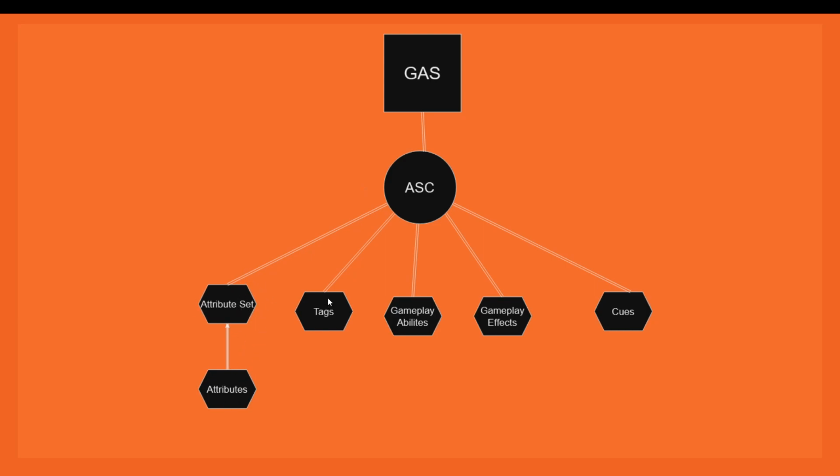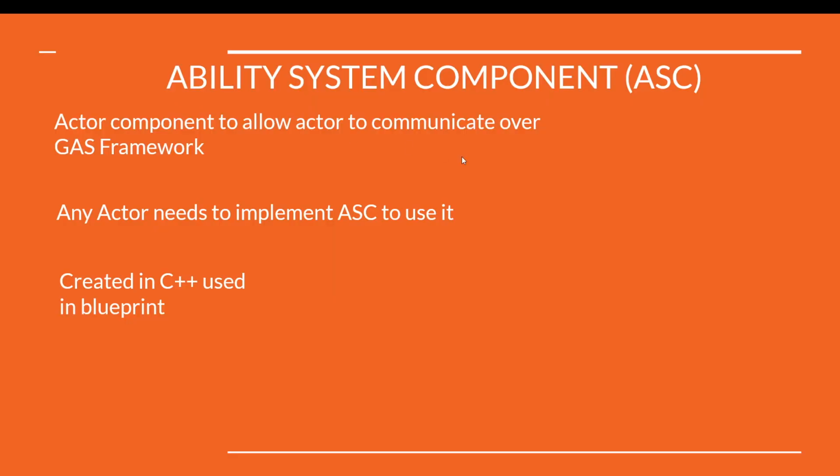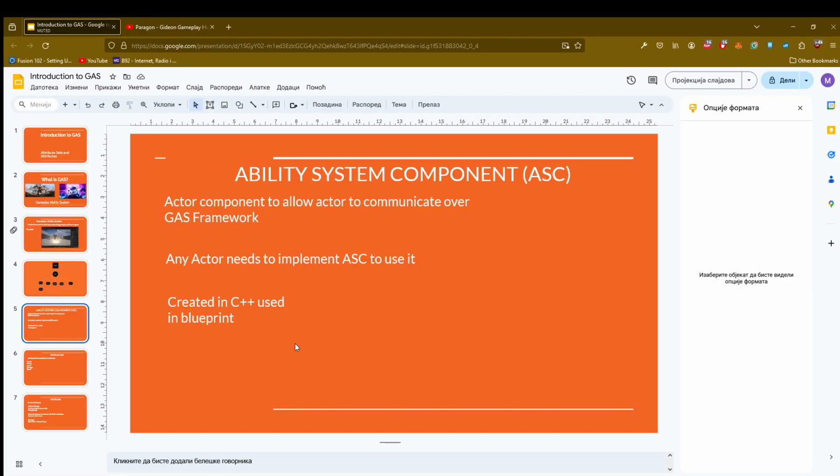But there are also tags, gameplay abilities, which are the core of everything, and gameplay effects and cues, and some other stuff which I will mention in further talks. The ability system component is basically a class which we use to communicate anything around the GAS framework.